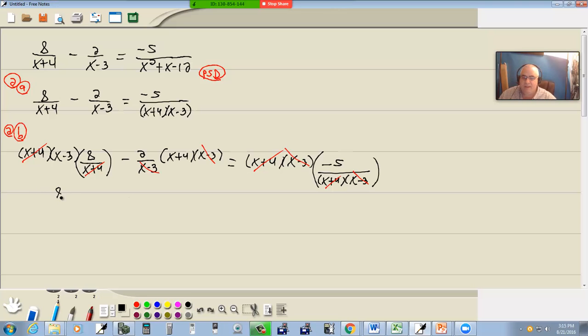So we're left with 8 times x minus 3 minus 2 times x plus 4 equals negative 5. So then 8 times x is 8x. 8 times negative 3 is negative 24. Negative 2 times x is negative 2x. Negative 2 times 4 is negative 8. 8x minus 2x is 6x. Negative 24, negative 8 is negative 32.